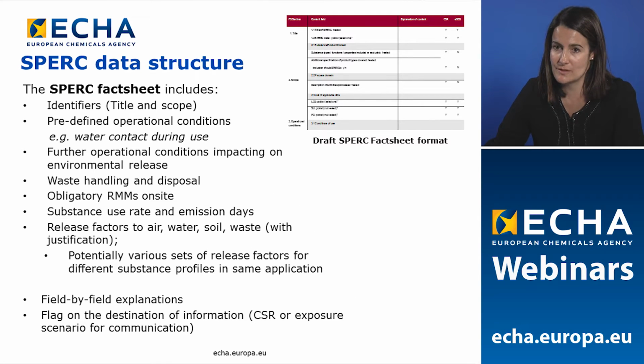The data structure of a SPERC includes the identifier, the operational conditions and risk management measures for the particular activity, impacting environmental release, such as how to handle the waste or what kind of risk management measures or treatment processes are on site. The release factors are also defined in the SPERCs for this set of operational conditions. You will find the release factors to air, water, soil, and waste with the corresponding justifications.